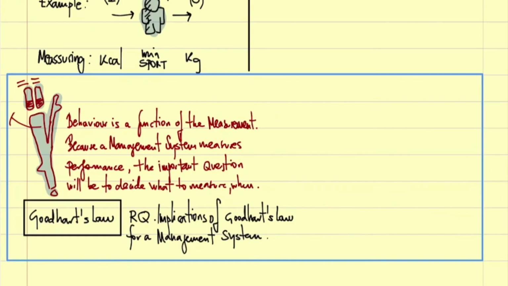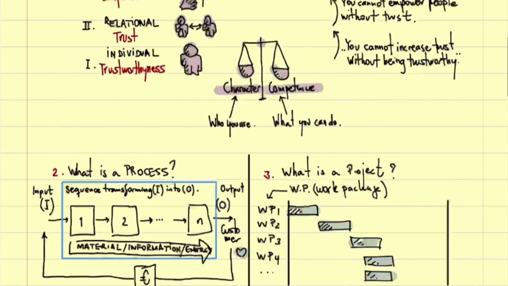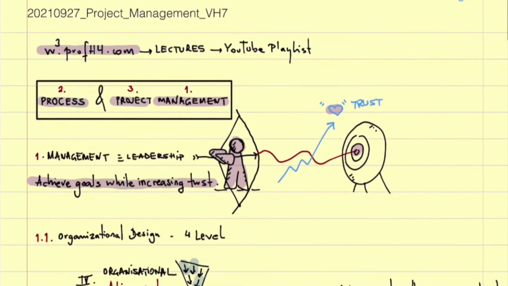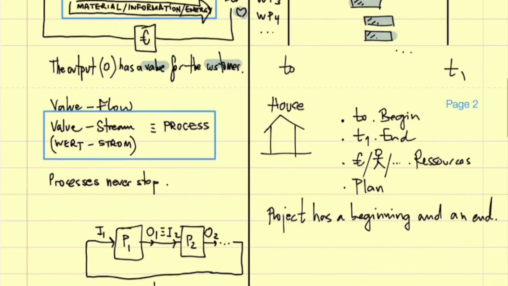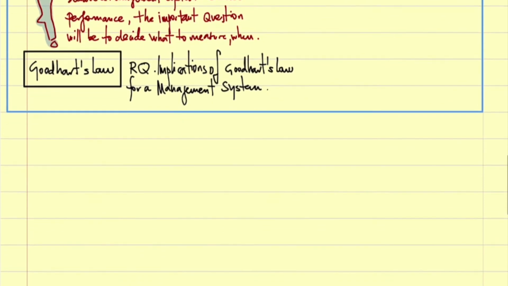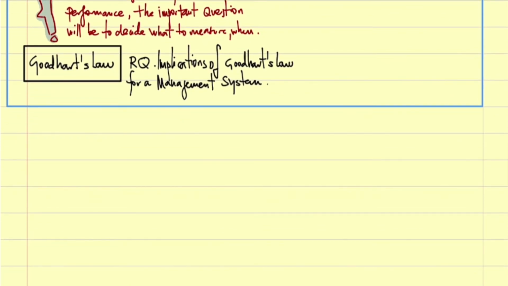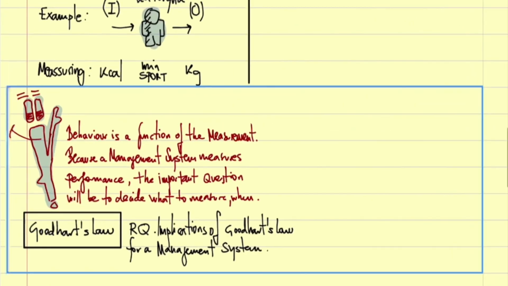So now we know what we talk about. Okay, so we're talking about process management and project management. And our next step is to know how to perform process management and project management. So how do we perform process management and project management? Let's start with that discussion, which is a very interesting one.